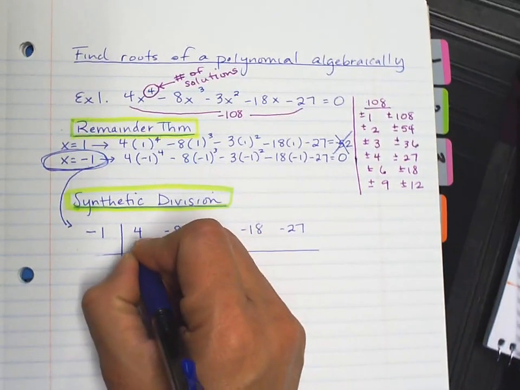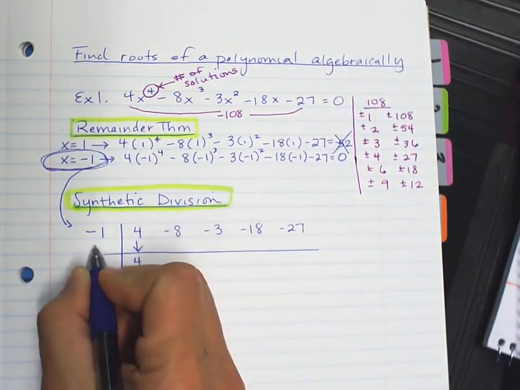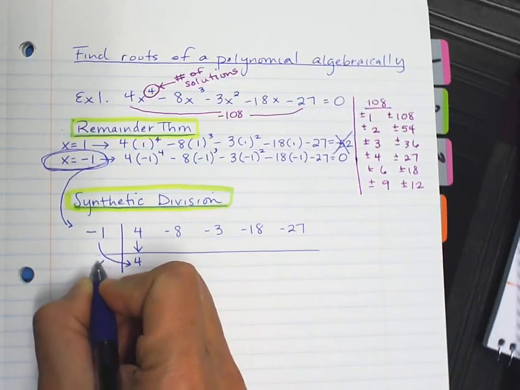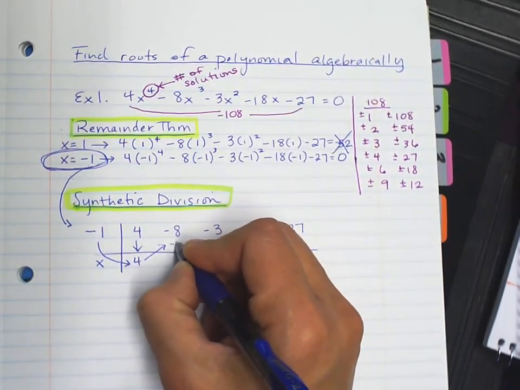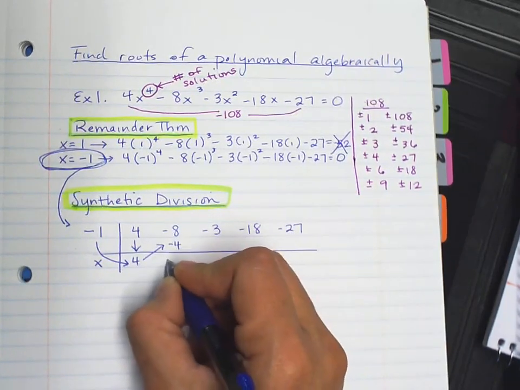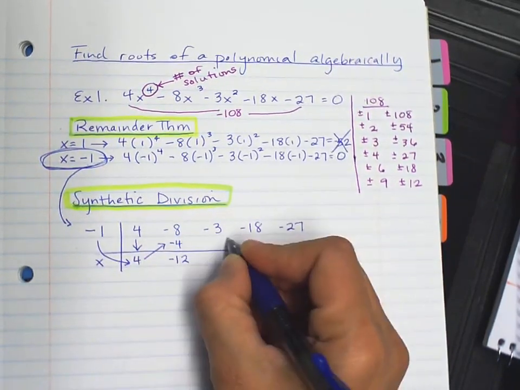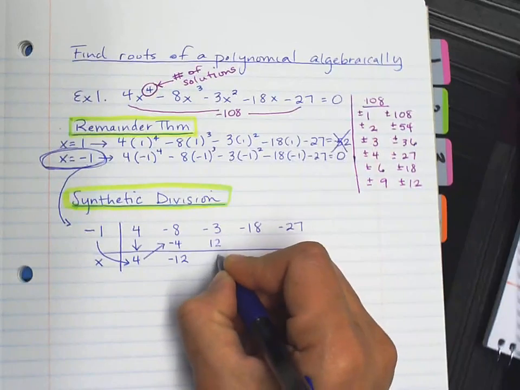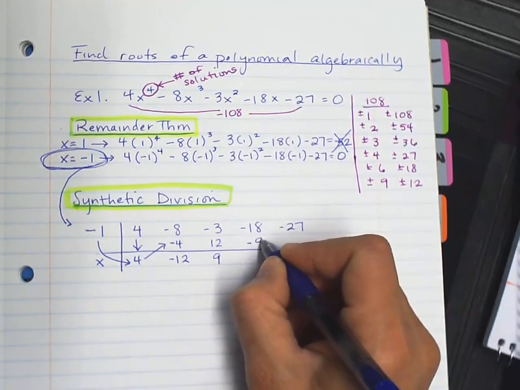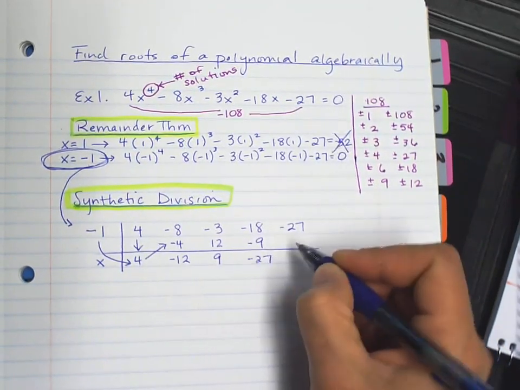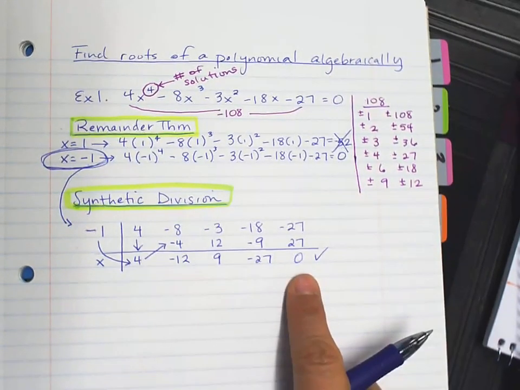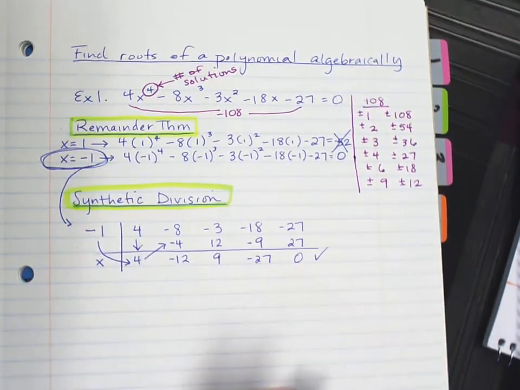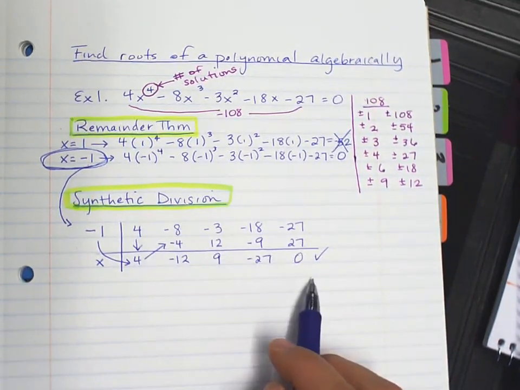You bring down your first number, then we multiply. So negative 1 times 4 is negative 4, and then we add negative 12, and then just keep repeating. Our answer at the end, our remainder, needs to equal 0. If it doesn't equal 0, then we have to go back and double check our work.